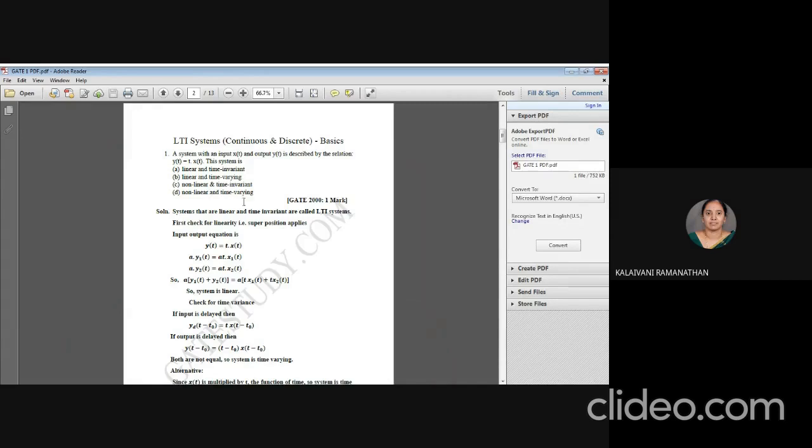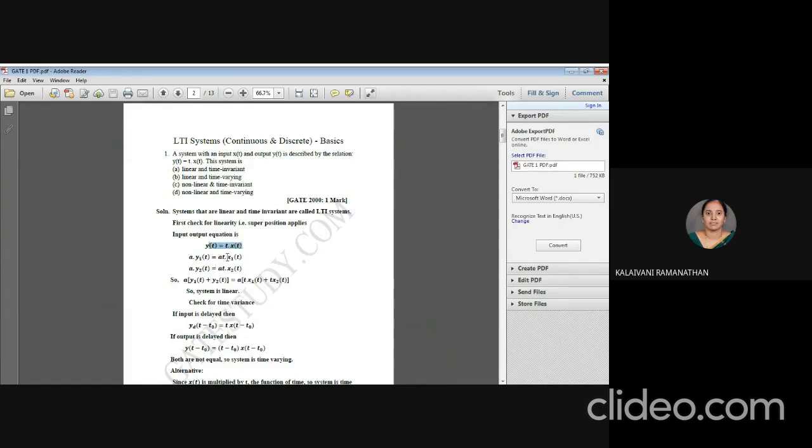So first we have to remember what we mean by a linear system. In case of a linear system, it will be satisfying the superposition theorem. So we have to check whether the given system is satisfying the superposition theorem or not. For that we have to consider the relationship given in the problem. It is given as y of t equal to t x of t.